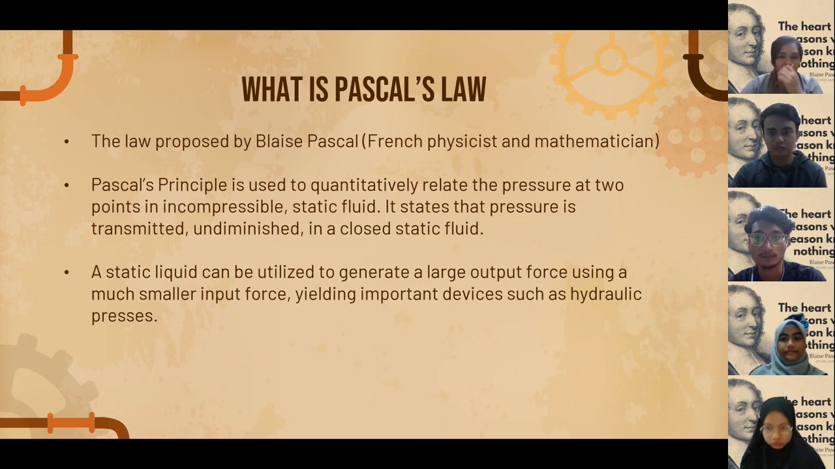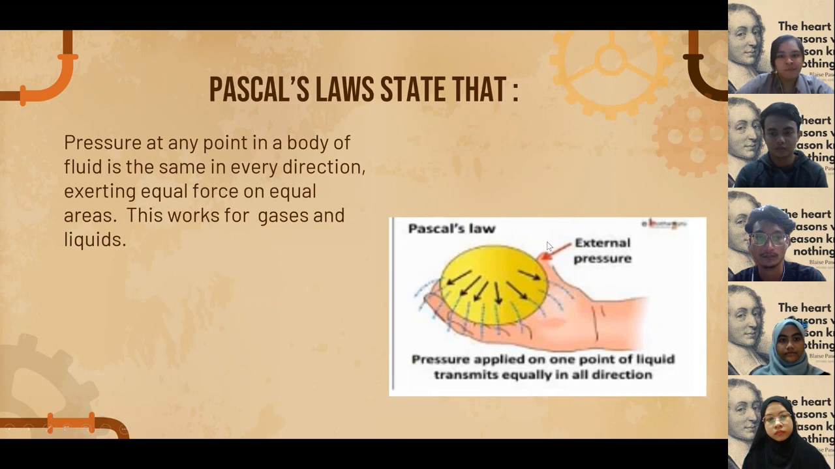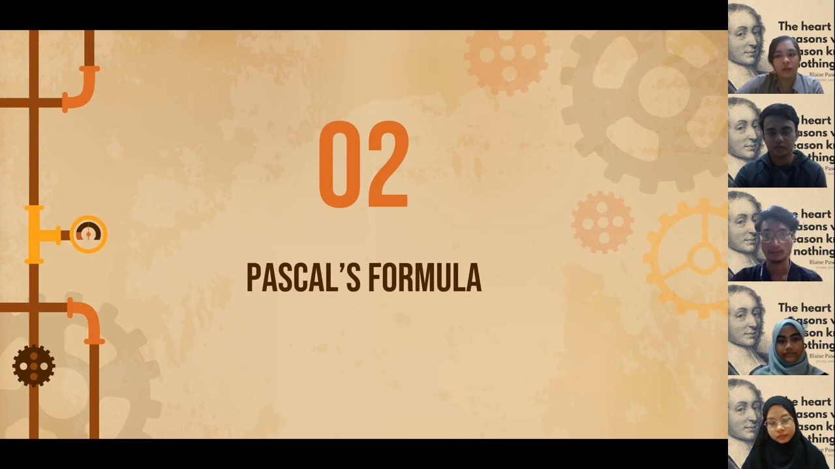So next, I would like to present what Pascal's law states: pressure at any point in a body of fluid is the same in every direction, exerting equal force on equal areas. This works for gases and liquids. The picture shows how Pascal's law works. As you can see, an external pressure is applied from the outside, and then the pressure is transmitted equally in all directions. Now I would like to pass to Daniel to explain the Pascal formula that we can use to do the calculation in Pascal's law.